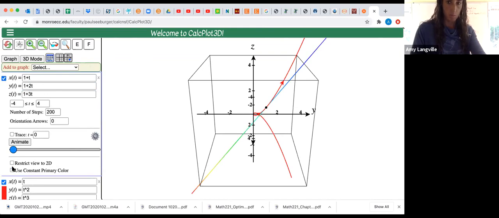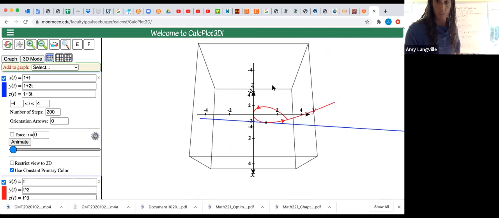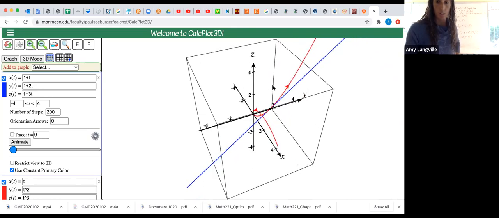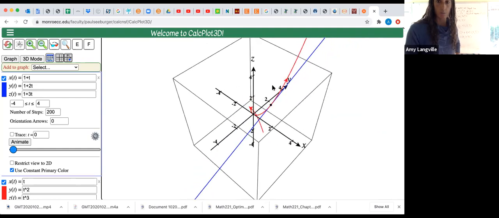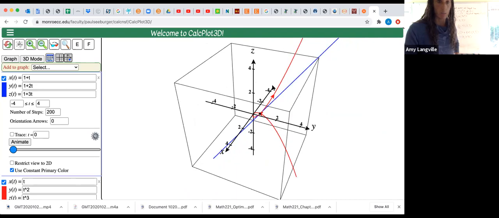See how that does. Let's make it a constant primary color. Okay, so our tangent line is in blue, our space curve in red. Let's make sure that they intersect at the black point of tangency. Yep, and they just touch. Cool. Okay, so let's see some other features in CalcPlot 3D.